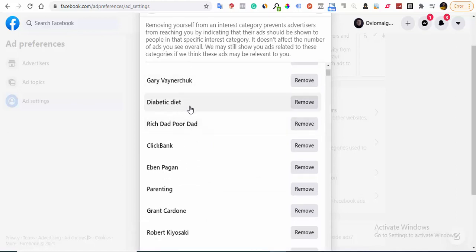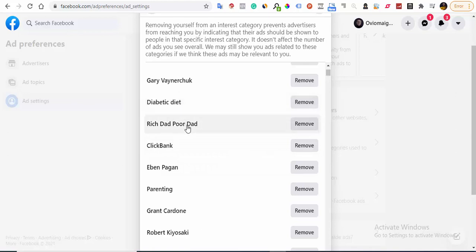So for instance, if someone is advertising something around diabetes, I'm going to be shown this ad. But I'm not diabetic, right? I don't even have anyone who is diabetic. Okay. So just because I probably clicked on an ad, or clicked on something related to diabetes, I've been tagged as interested in diabetes.